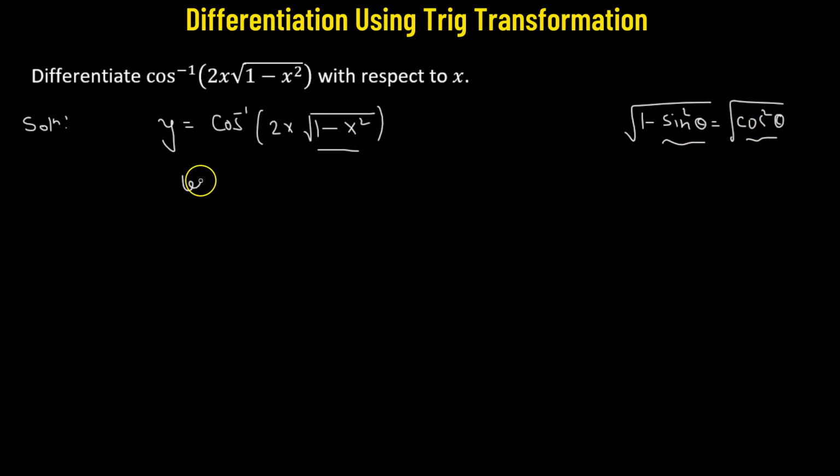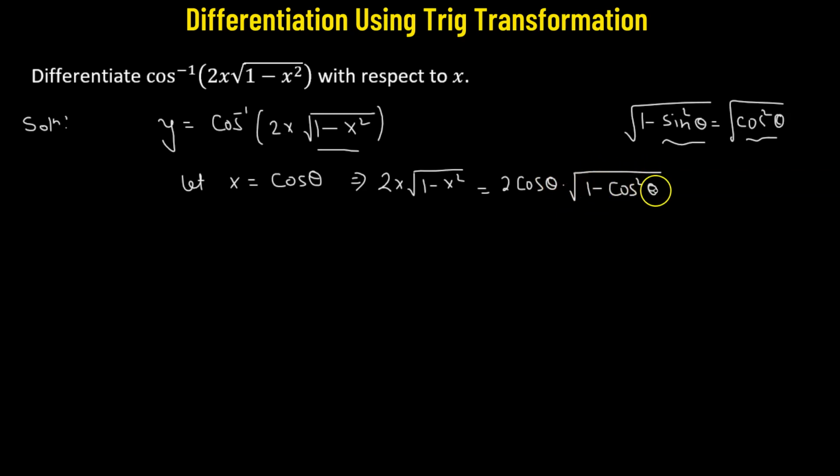So in our case, we will consider x to be equal to cosine theta, such that our expression 2x multiplied by the square root of 1 minus x squared becomes 2 times cosine of theta multiplied by the square root of 1 minus cosine squared theta. Now 1 minus cosine squared theta is sine squared theta, so we have the square root of sine squared theta. Sine squared theta being a perfect square, it becomes easy to get rid of the square root. That means we have 2 times cosine of theta multiplied by sine theta.